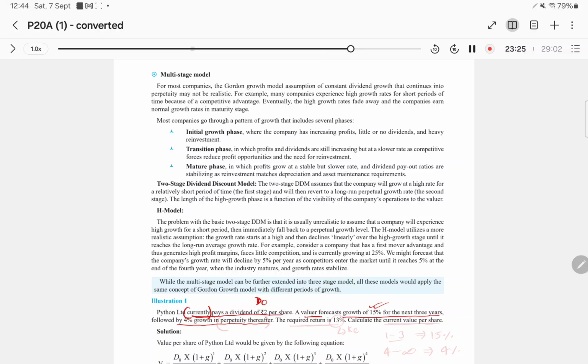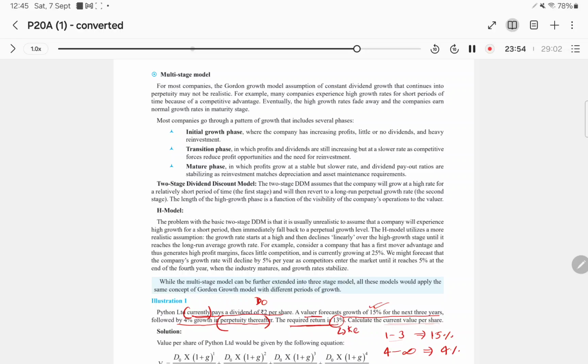Meaning initially in the first 3 years, first 1 to 3 years, 15% growth will be there, and after 3 years, that is 4th to infinity years, the growth rate will be perpetual. Meaning there is no limit, as long as it can go on, the growth rate will be 4%. Okay, and the required return is 13%. That is the required rate of return, or required return on equity, we can say, is 13%.